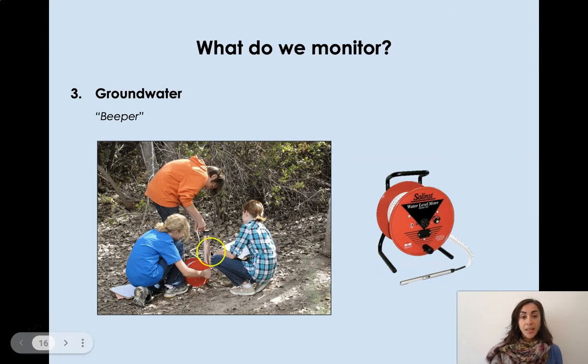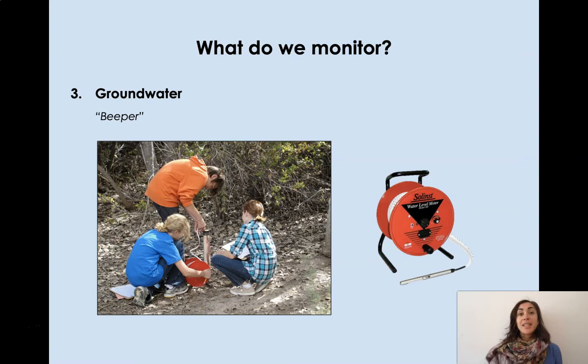You can see the well sticking out of the ground. This well is made of PVC, and it has slits underground that allow the water to flow into it. We measure that data set by using this instrument. It's called a beeper, which looks exactly like this one.